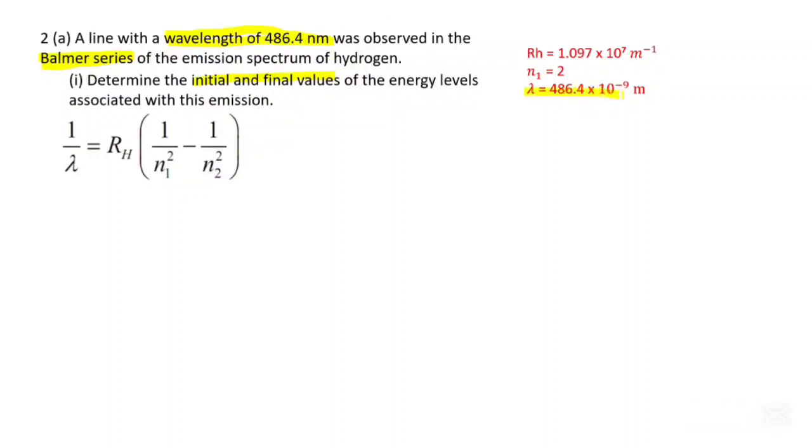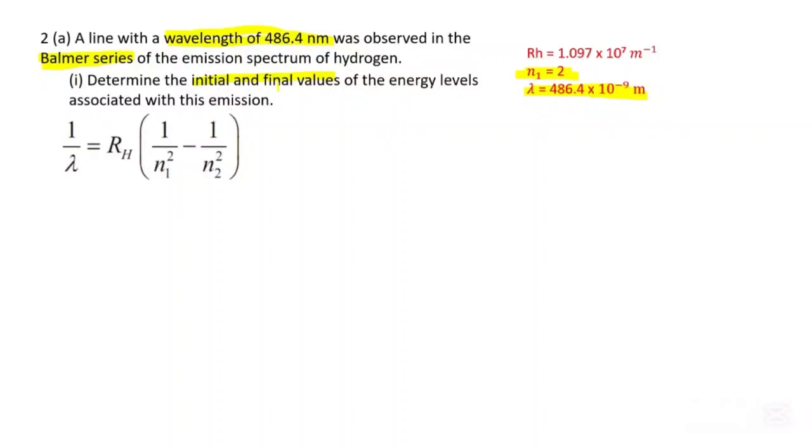The question gave us the wavelength, but it is in nanometer. In the formula, we cannot substitute the value in nanometer. Instead, we have to change the value to meter first before substituting. And then the line is in the Balmer series, so the final value will always be 2. Why is it specifically n1, not n2? Because n1 should always be less than n2.